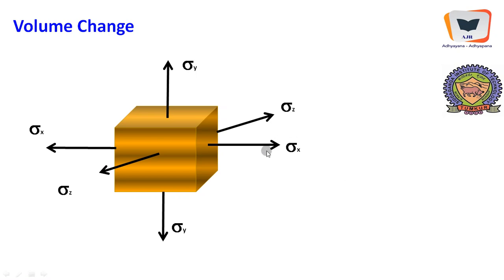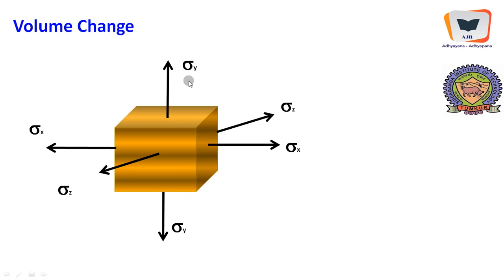Consider the effect of sigma x. Sigma x is acting along x direction and it will create the strain which is called the primary strain along x direction. But the stresses acting in the other directions, say sigma z, will also affect the dimensions along x. That means sigma x, which is a stretching stress or a tensile stress, will always reduce the dimensions along the x direction. So it will lead to compression.